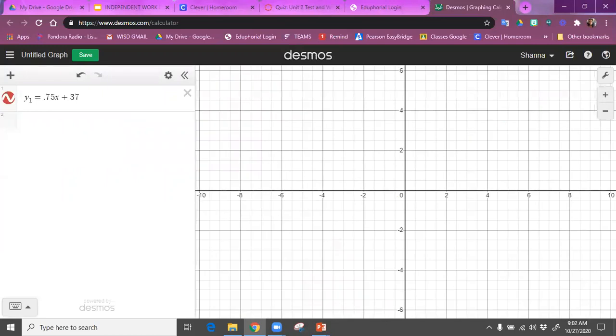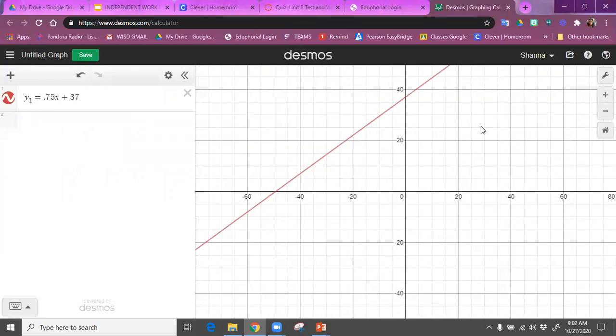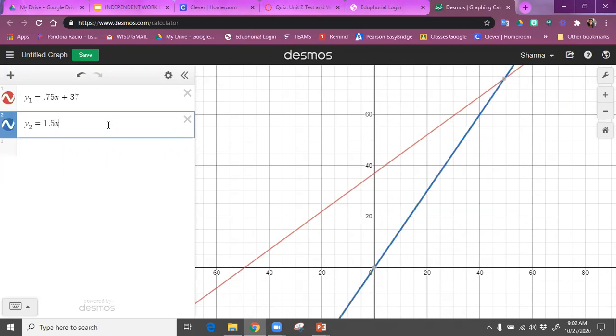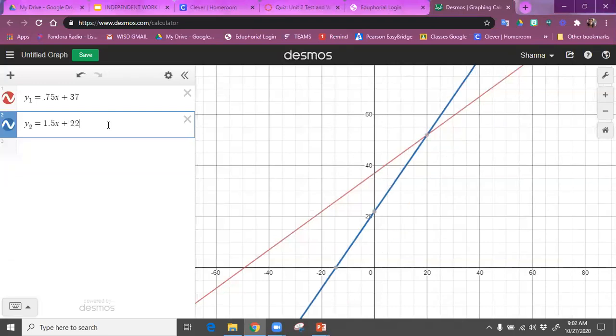And I can't see, so I'm going to zoom out. And now I can see my graph. I'm going to come over here and type y2 equals 1 and 5/10 x plus 22. Is that right? Is it 22? Okay.